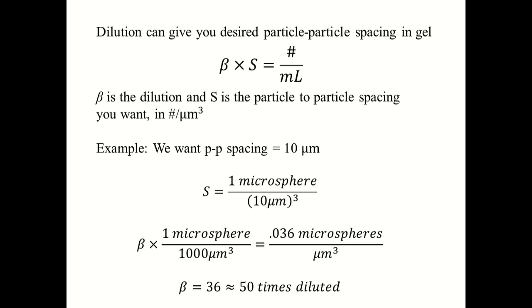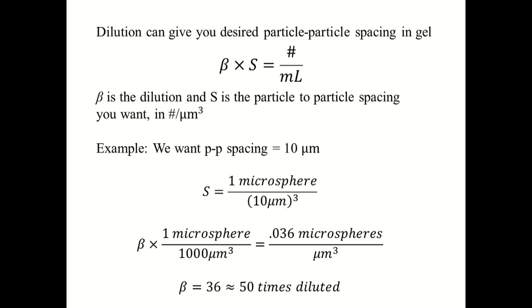In order to determine what volume of colloid solution to add to our polyacrylamide gel, we must first determine the dilution factor, beta. We can determine how much colloid solution to add based on how far apart we want each microsphere particle to be in our gel. S will represent the desired distance between particles. For our experiment, we want each microsphere to be 10 micrometers away from the nearest neighboring microsphere in any direction. This is represented by 1 microsphere per 1,000 cubic micrometers, and our S value will be 1 over 1,000.